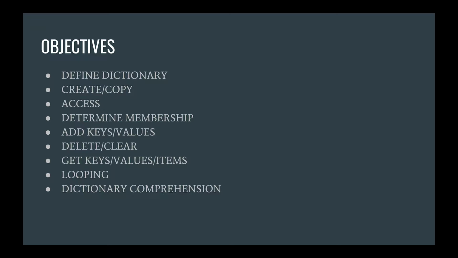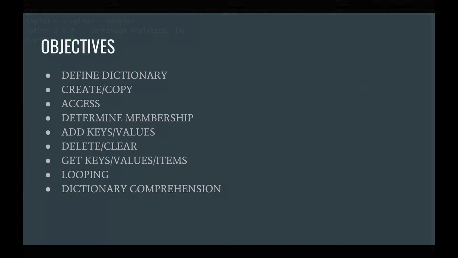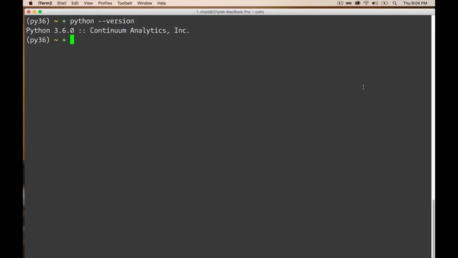I'm going to show you how to define a dictionary, how to create and copy one, how to access elements, how to determine membership, how to add keys and values, how to delete items and clear the contents of a dictionary, how to get the keys, values, and items from a dictionary, how to loop over one, and how to perform dictionary comprehension. Now I'm going to be using my terminal to go through today's episode.